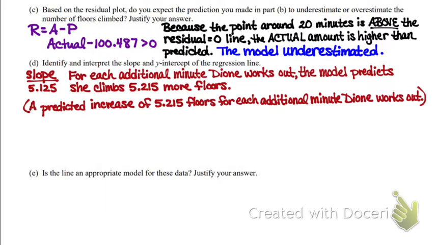Do you guys remember what our y-intercept was? Check the box up at the top. What was our y-intercept? Yeah, negative 3.822. So what is that representing then? What is the model predicting, that negative 3.822? What is it predicting?